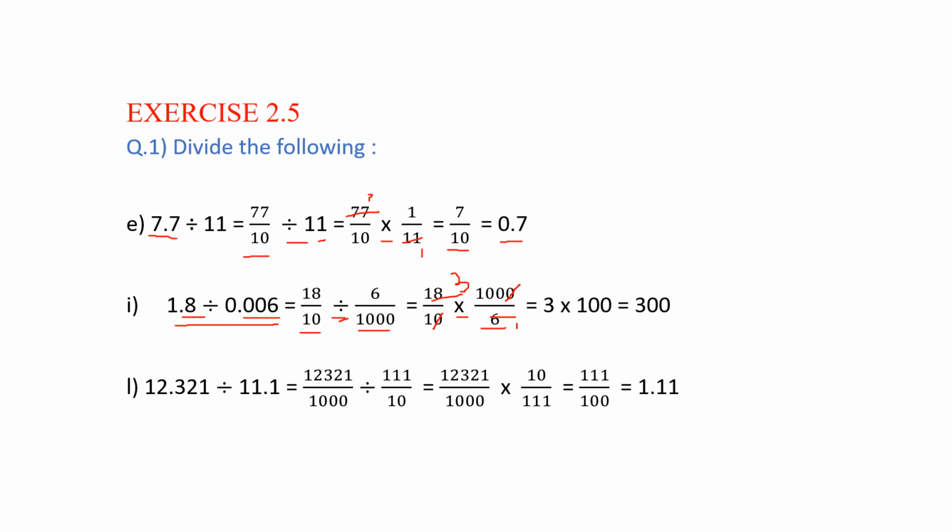Now we'll see the next example, 12.321 divided by 11.1. Again division of two decimal numbers are there, so we'll convert these decimals into fractions. So we'll write 12321 upon 1000, because here three decimal places are there, and here we'll write divided by 111 upon 10, because only one place is there, so upon 10. Now here we'll convert this division into multiplication by writing the reciprocal of the second number, right? So after division we'll be getting 111 upon 100, that is equal to 1.11.